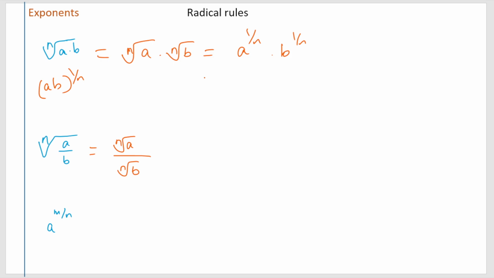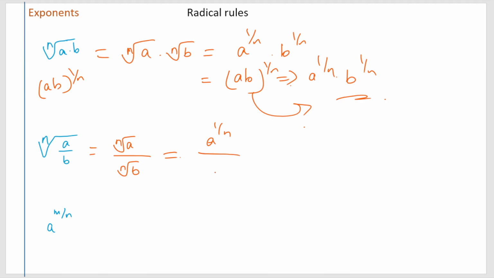So (ab)^(1/n) is a product, a^(1/n) times b^(1/n). See, getting it right, same product. So in the same way, these radical rules are: a^(1/n)/b^(1/n), that is (a/b)^(1/n), equals the nth root of a/b.